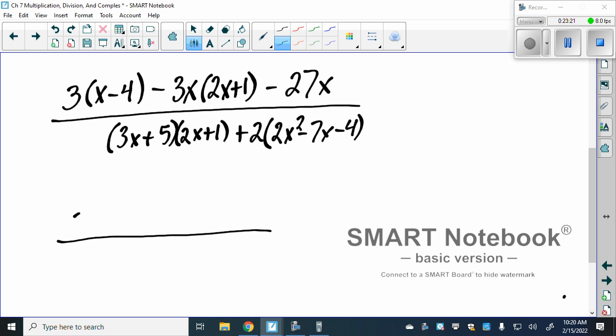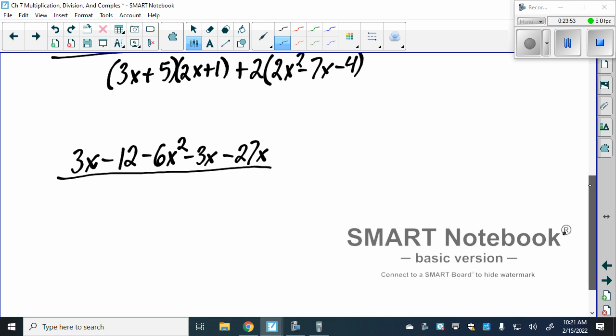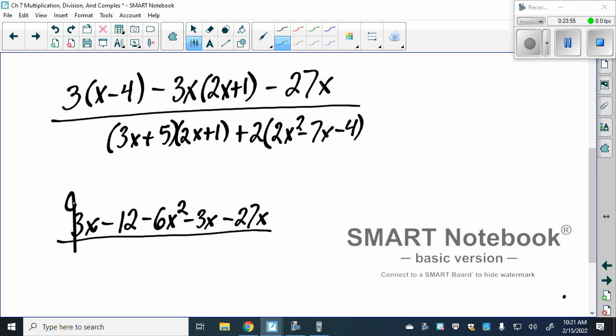3 times x would be 3x, 3 times 4 would be 12, so minus 12. Negative 3x times 2x is negative 6x squared. Negative 3x times 1 would be negative 3x, minus 27x. Now the denominator, 3x times 2x is 6x squared.